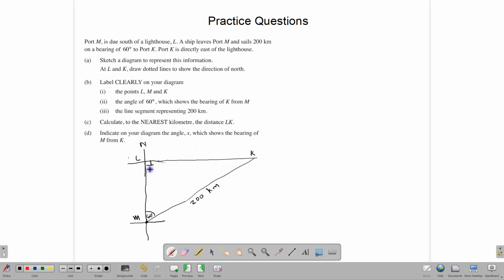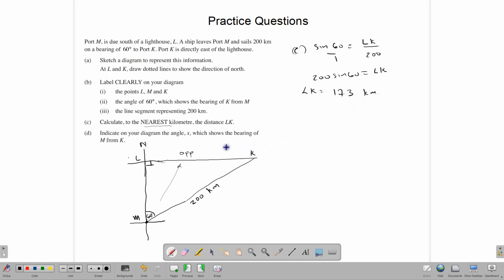Now we can find that because this is a right angle triangle. We can use the sine ratio to find it because LK here is opposite to the angle here, and this is the hypotenuse. So in answering part C, the sine of 60 degrees is equal to the opposite side, which is LK, divided by the hypotenuse, which is 200. A simple cross multiplication will give us 200 sine 60. That will give us LK. Once we punch this in our calculator, we should get approximately 173 kilometers. Bear in mind that we are supposed to calculate to the nearest kilometer. So LK would be equal to 173 kilometers.